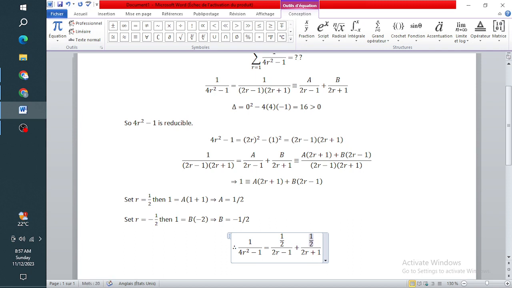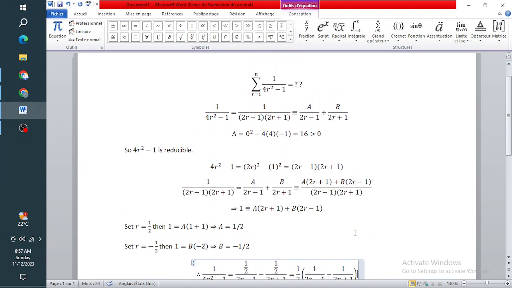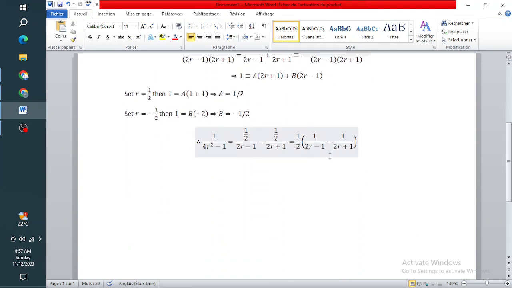So I can just put half here and I put a minus sign here. We can even factorize the half, okay, and we have 1 divided by 2r minus 1 minus 1 divided by 2r plus 1. That is it. Okay, now after doing this, the main aim of this question is actually to compute this sum. So we have to use the knowledge of partial fractions.